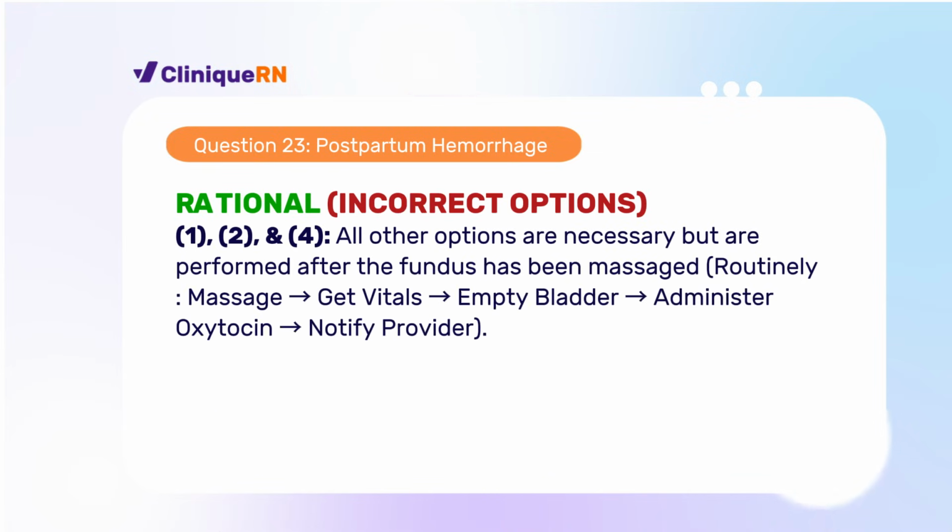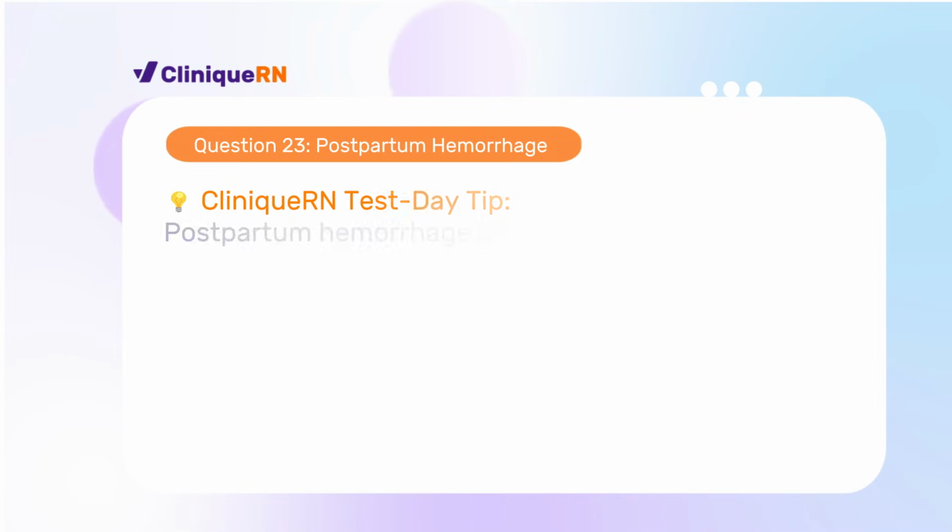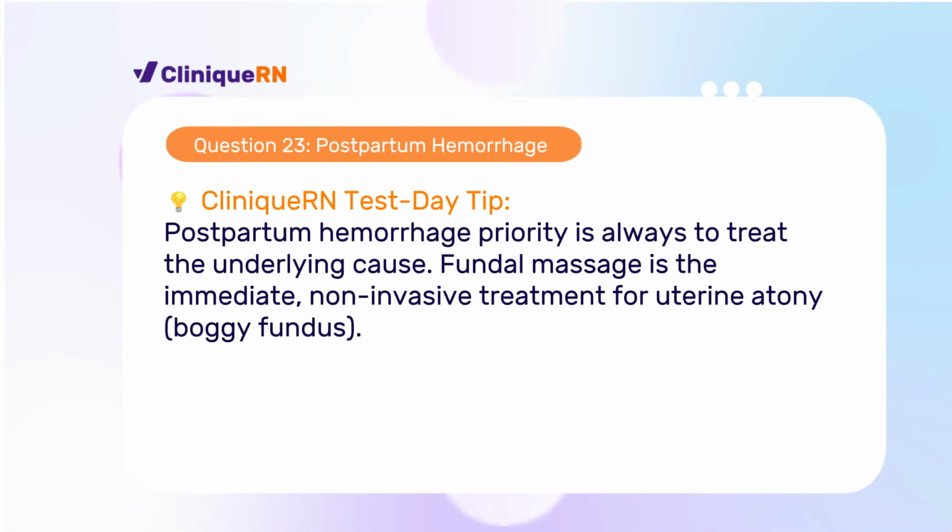Incorrect options: 1, 2, 4. All other options are necessary but are performed after the fundus has been massaged, routinely. Massage, then get vitals, empty the bladder, administer oxytocin, and notify the provider. Clinique RN Test Day Tip: postpartum hemorrhage priority is always to treat the underlying cause. Fundal massage is the immediate, non-invasive treatment for uterine atony, a boggy fundus.